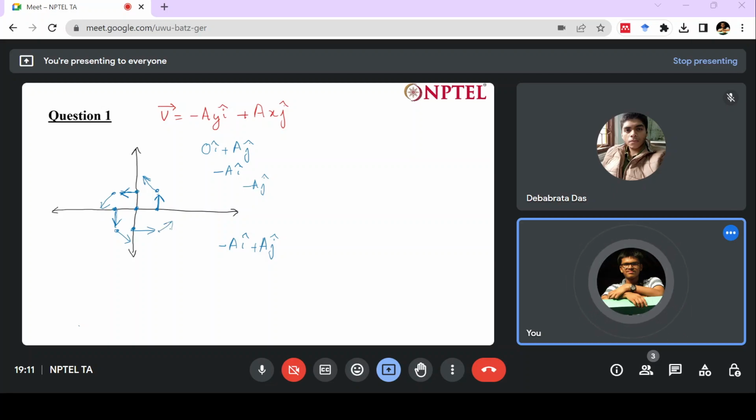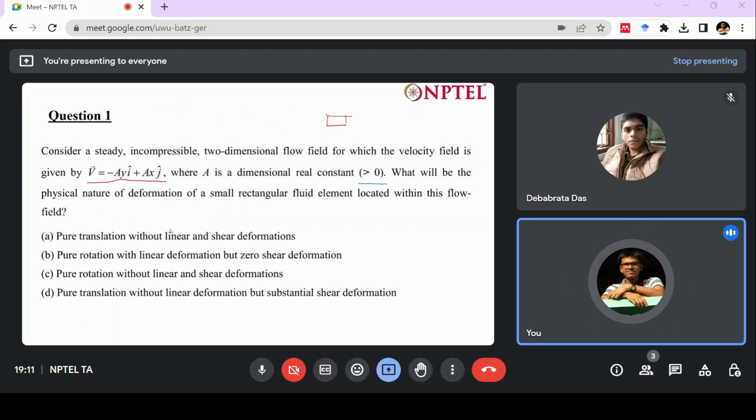Now let us come back to the question and understand what they are trying to ask us. If you look at the options, they are asking whether this is a translation motion or a rotation motion. They are also asking about the deformations, shear deformation and linear deformation. From our understanding of the velocity field itself, we have an idea that it is a rotational field, but we don't have an idea about the deformations.